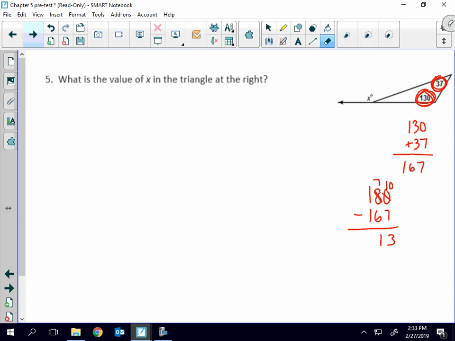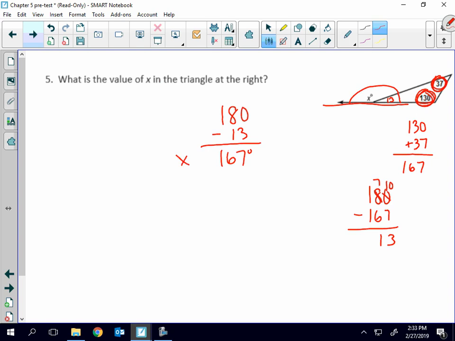Let me erase it. It looks better. This is 13 inside here, not x. X is the one outside. So this outside angle plus this inside angle form a straight line, and you know what a straight line is? 180 degrees. So if you know part of it, you can just subtract it from the 180. And that will give me my 167 degrees for x. Okay.